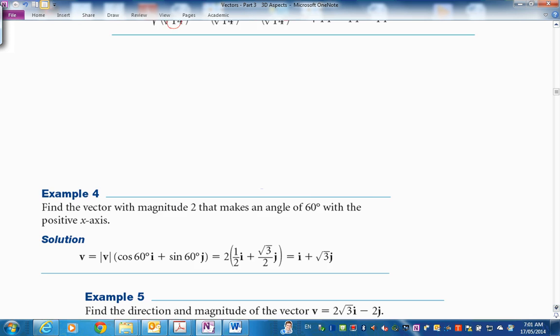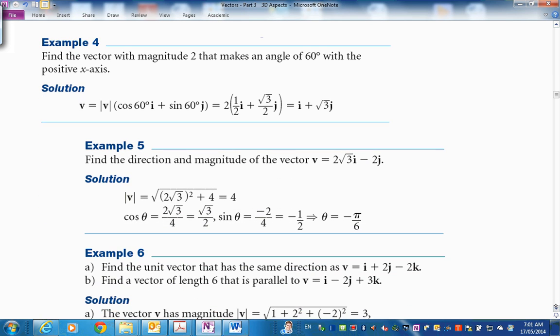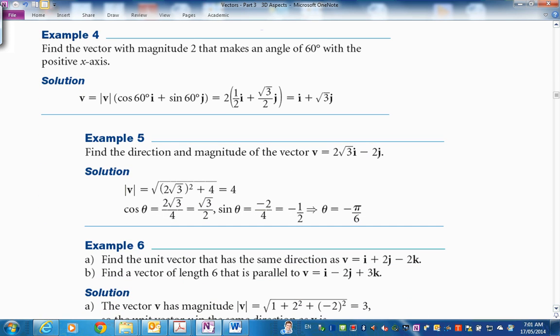Let's come down and look at some more examples, and then we'll do some with 3Ds. Find the vector with magnitude 2 that makes an angle of 60 with a positive x-axis. Well, this is peripheral to the course actually, but it could be asked. So what do we say? What's the angle the vector makes with the x-axis? The tan of theta is the what? The y component over the x component, which is the sine of theta over the cos of theta.